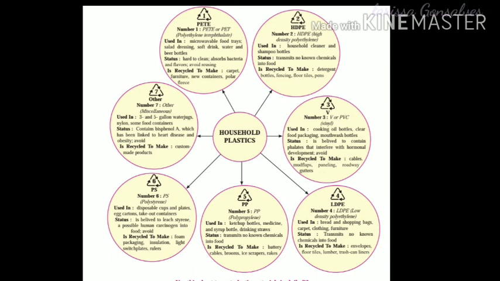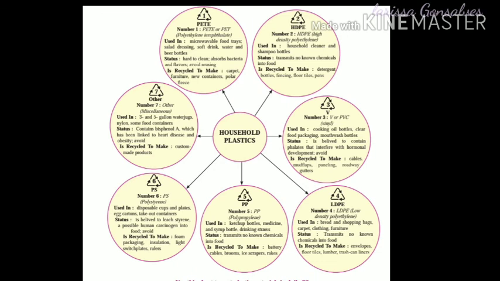Next is PP, that is polypropylene. It is used in the preparation of ketchup bottles, medicine and syrup bottles, and drinking straws. Status: same as LDPE, that is it transmits no known chemicals into food. If you recycle PP, it will help you form battery cables, brooms, ice scrapers, rakes, etc.